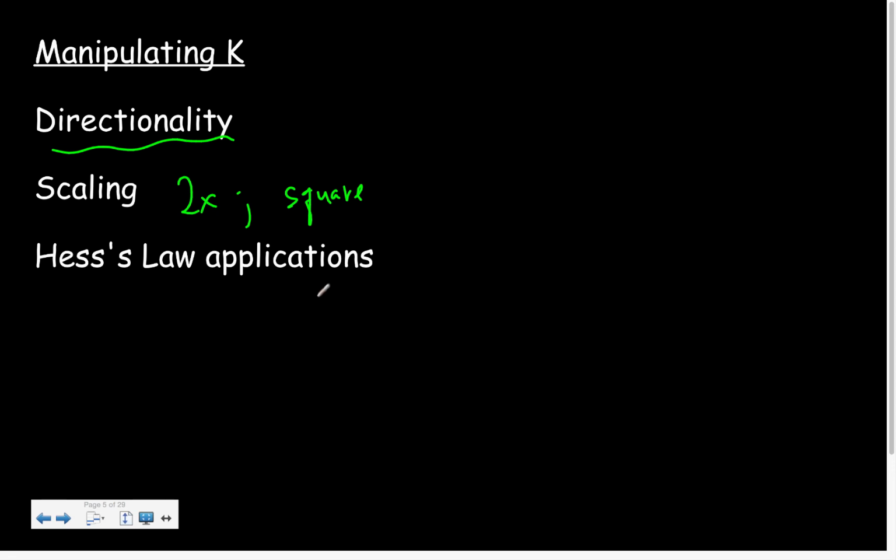Now, Hess's law applications. If I need to know the K value of a reaction and I have some equations that sum to that reaction, the derivation is shown in your book, and you can work it out piece by piece, putting the K values next to each other to cancel out what cancels. But the point is, the end result is that we're going to multiply our Ks. So if we add equations, we take the product of my Ks.